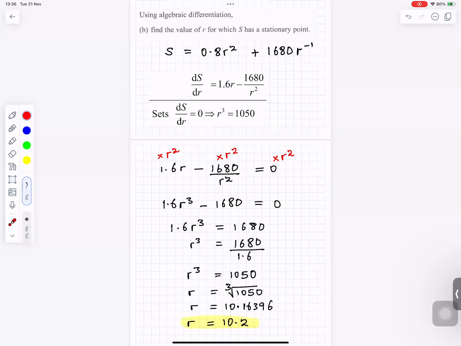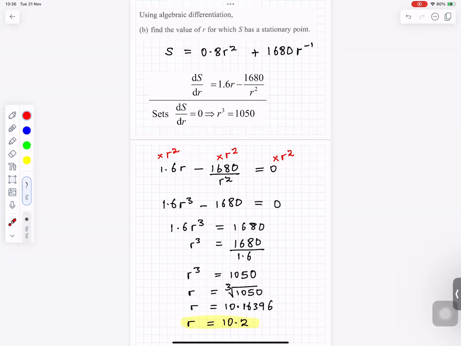Part B says use algebraic differentiation. So we differentiate 0.8 r squared, you get 1.6 r, 2 times 0.8 is 1.6 r. You differentiate 1,680 r to the minus 1. You bring minus 1 in front, and then you minus 1 again, so it'll be r squared underneath. ds over dr equals to 0.